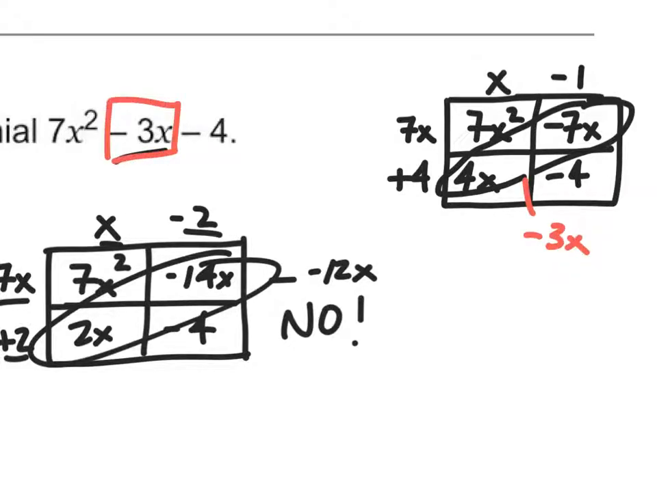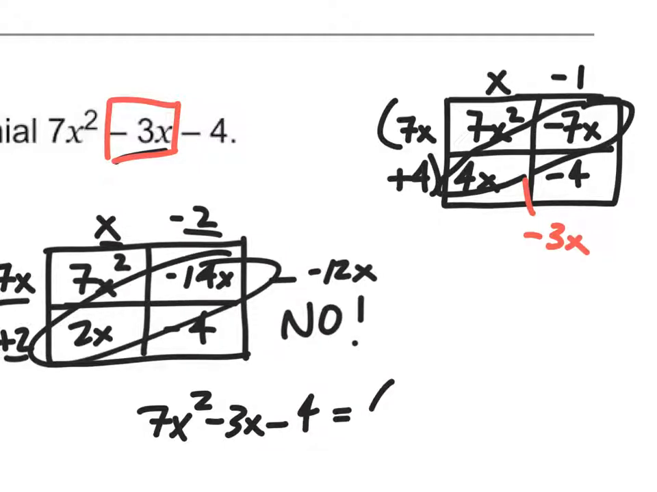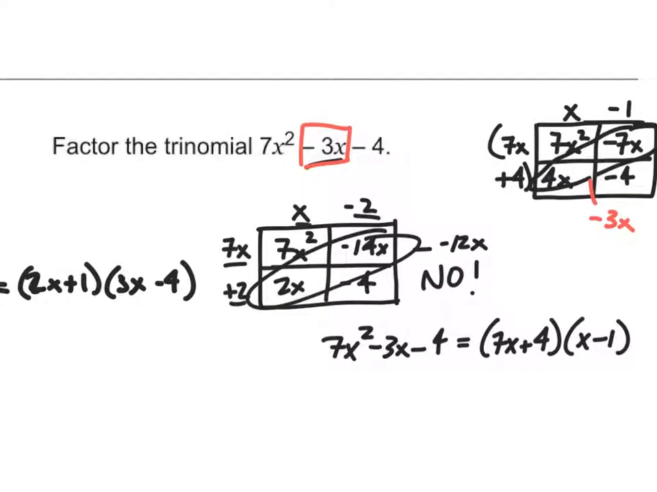If I take 4x plus negative 7x, that gives me negative 3x, which is what I had originally. So the factored form of 7x squared minus 3x minus 4 is 7x plus 4 times x minus 1. And that's what we've got. You can always check by multiplying it through.